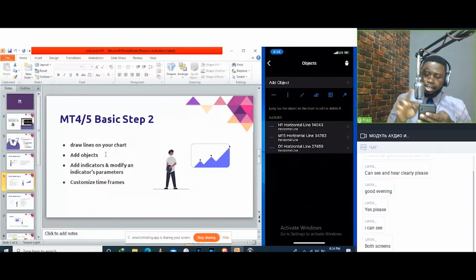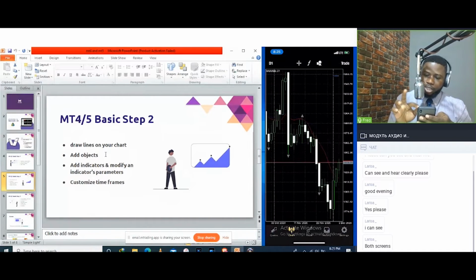Right here, you can see I've already selected some objects. Let's say I want to draw a trend line on my gold chart. Let's just choose any one of these objects. Let me choose the first one.